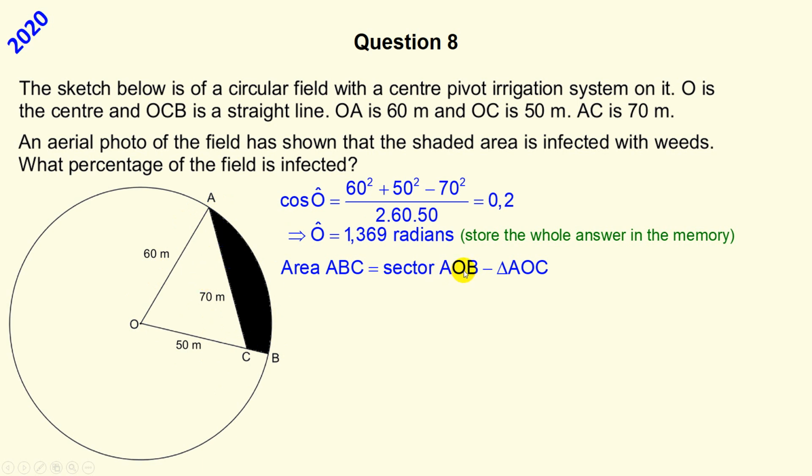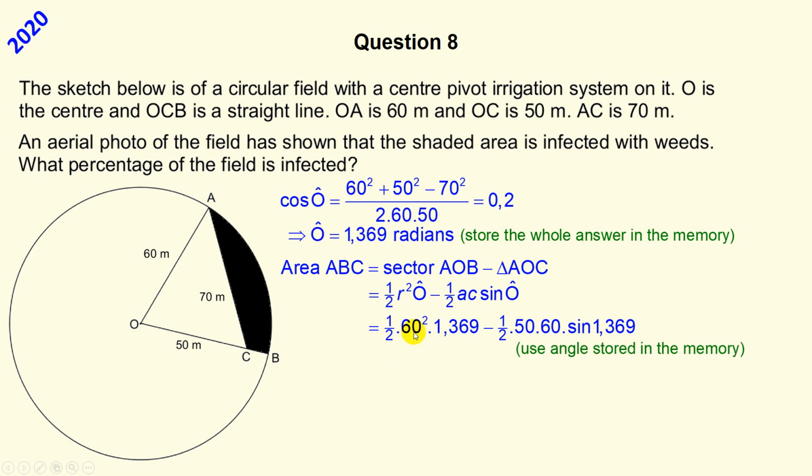So the sector is half r squared theta, with theta in radians. And then for the area of the triangle, we'll just use the area rule from trigonometry: half r squared theta, half r squared O minus half AC sine O. Then I substitute r is 60. Don't make the mistake of using 50 as r. And then 50 times 60 times sine of that, and we're going to use the stored memory, recall A, when we find the sine of that.